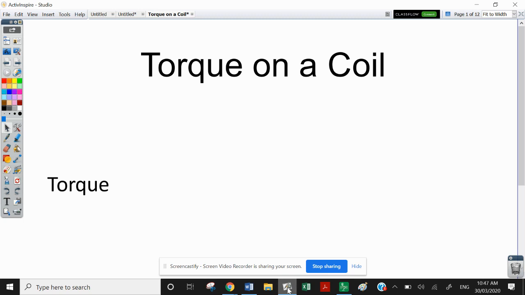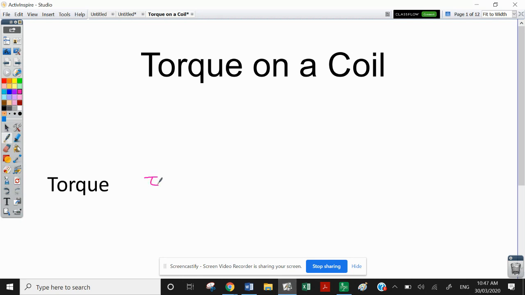Welcome. We're now going to have a look at the torque on a coil. So we're going back away from Faraday's law of induction, and we're going back to his motor effect. So this is the torque on a coil. Before we start, let's just revise what is torque.